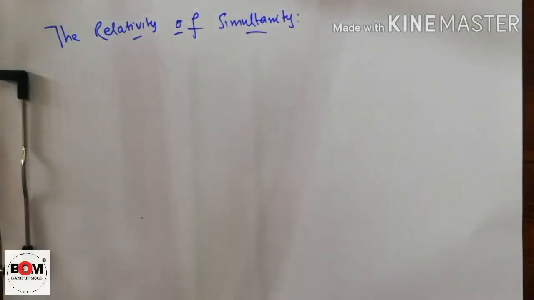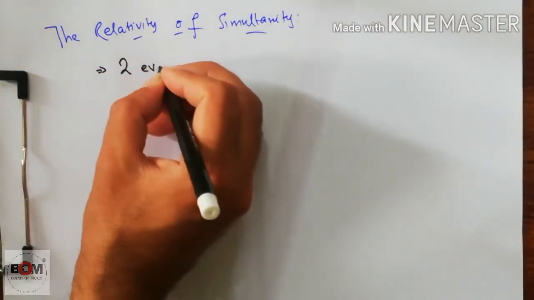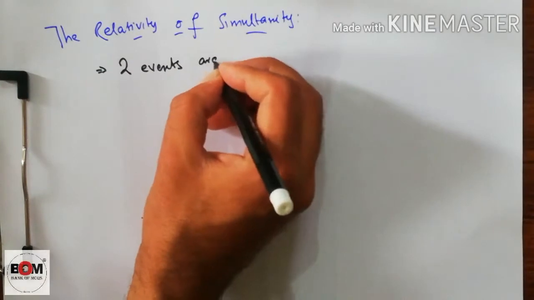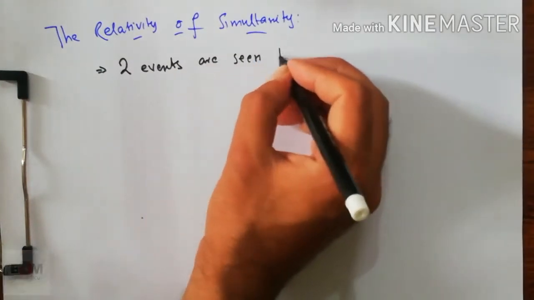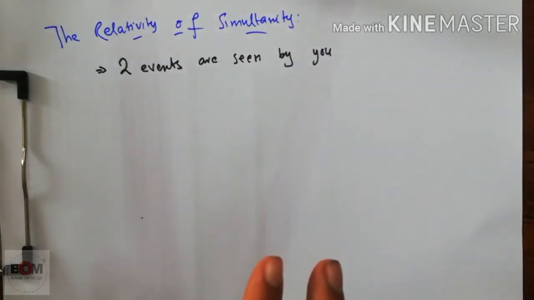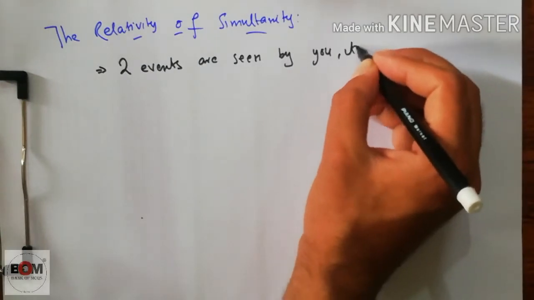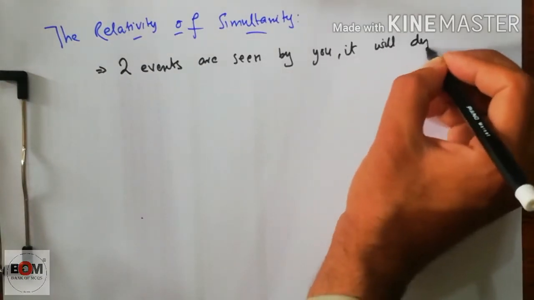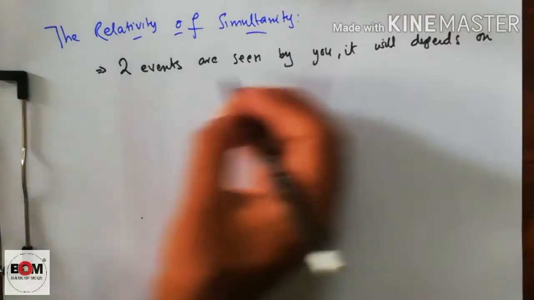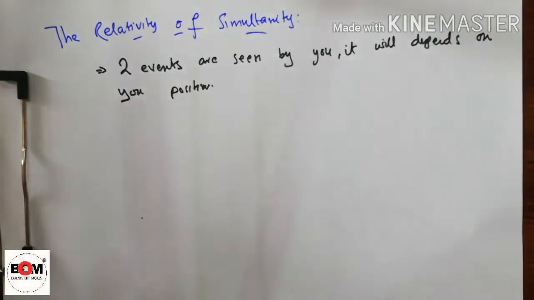The relativity of simultaneity states that whether or not two events are seen by you to be simultaneous depends upon where you are standing. It will depend on your position. How can we explain it?